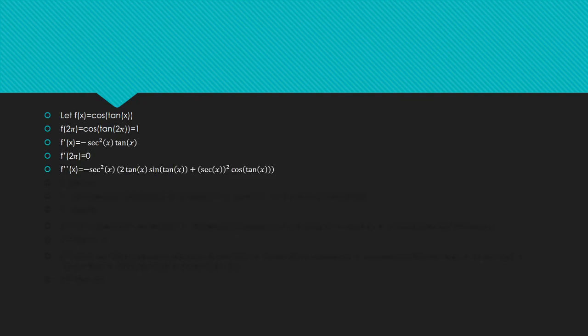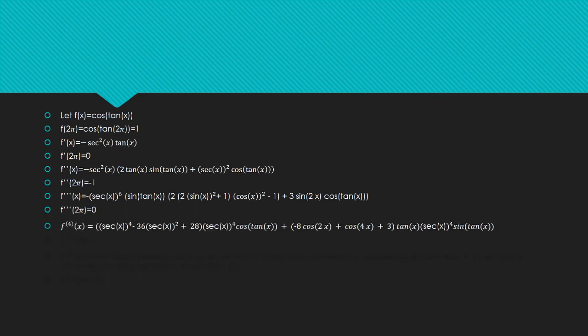Let's find the second derivative. This is the second derivative, plug in 2 pi, get negative 1. Now for the third derivative, it's this, plug in 2 pi, I get 0. Find the fourth derivative, plug in 2 pi, get negative 7.